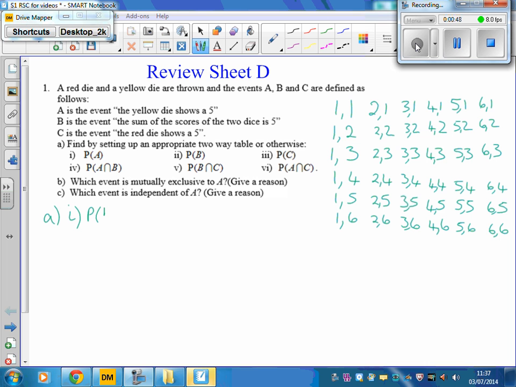Part 1, the probability of event A happening. The probability that the yellow dice shows a 5. There are 6 numbers on the yellow dice, each equally likely and only one number 5. So it is 1 out of 6.